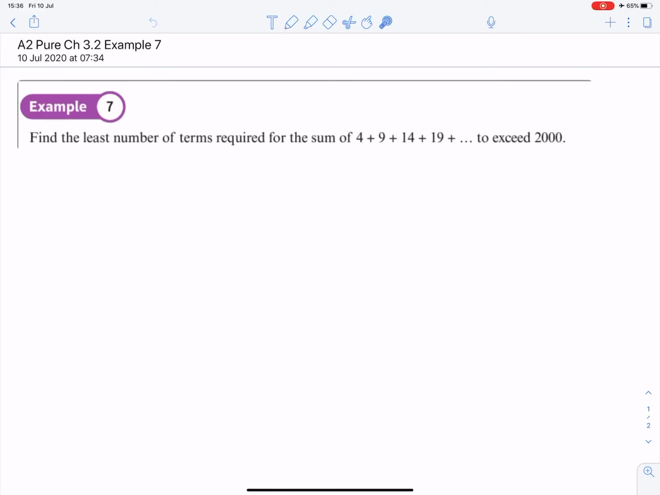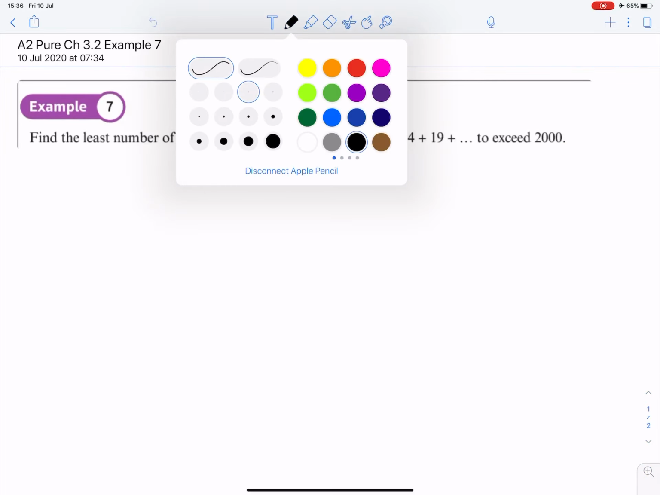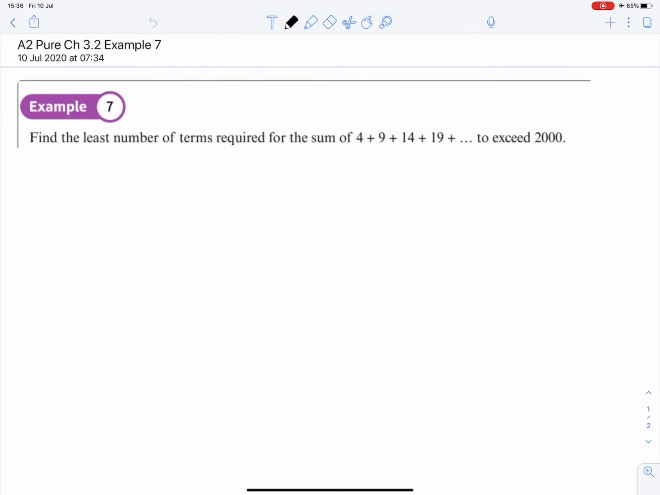So, example 7, chapter 3.2. Find the least number of terms required for the sum of to exceed 2000. So, if we take that first thing and we want to form an inequality, let's just pick out the key things. The least number of terms to exceed 2000.